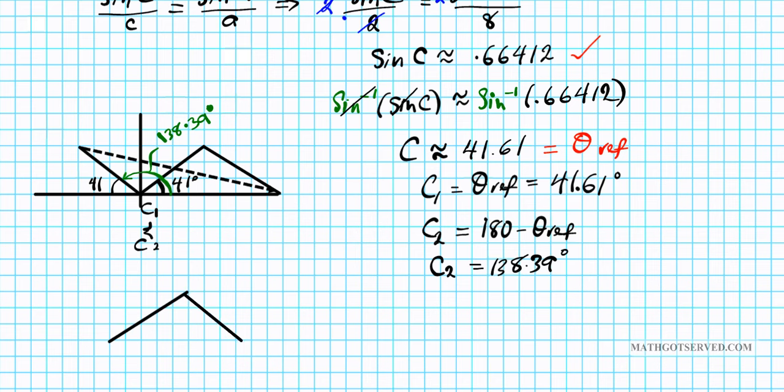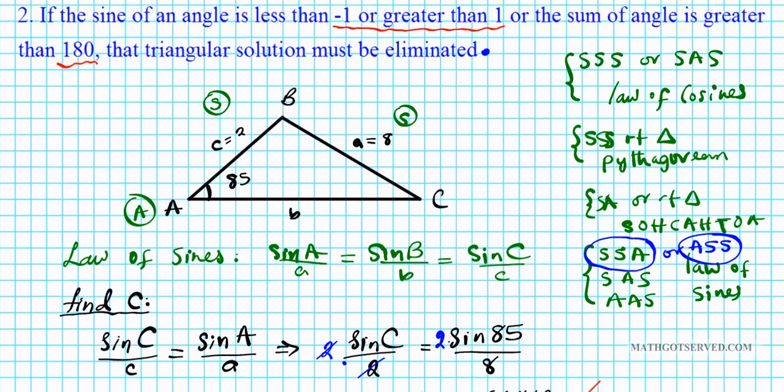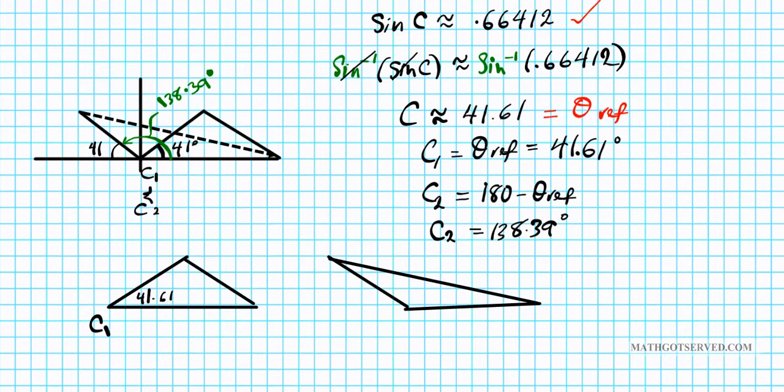Okay, so this is C1 right here. It's not a perfect sketch. And then C2 is the other one, like that. Now the question is, do these two triangles make sense? We're acting as though we're solving the problem blindly. So C1 is 41.61. And then what was A? A is 85. It doesn't really matter where we put it. We can put 85 right here. Let's call this 85 for A.